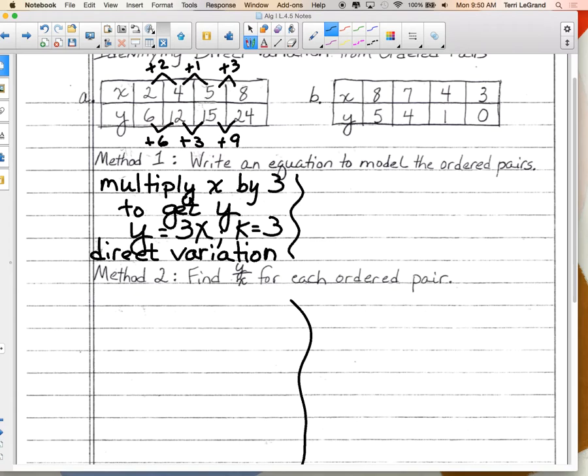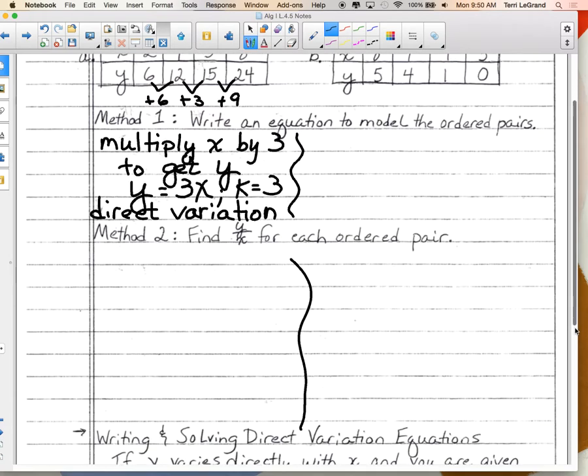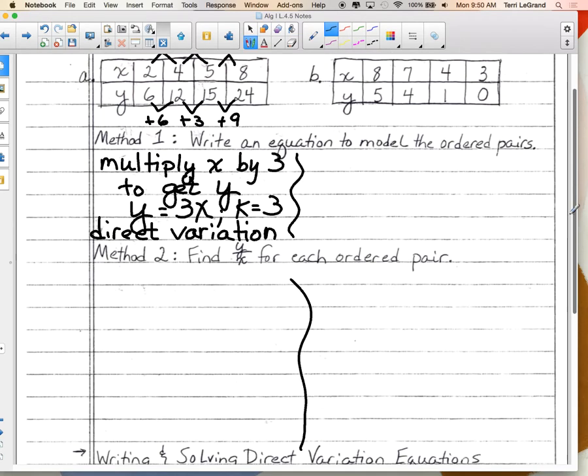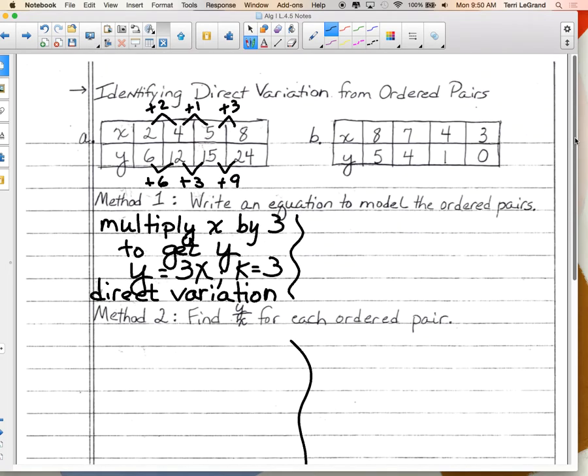So method one, when you're asked to determine if it is direct variation or not from a table of ordered pairs, you can either find the function rule and write an equation, and then determine from the equation if it's direct variation, or tell me what would happen. Let's go up here in some white space. What would happen if I changed direct variation so that it was solved for k? How would we get that equation solved for k?